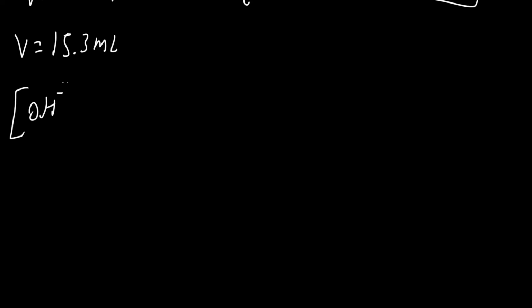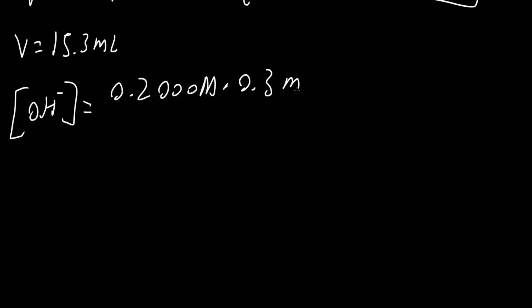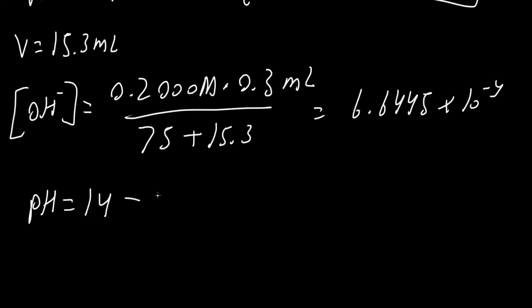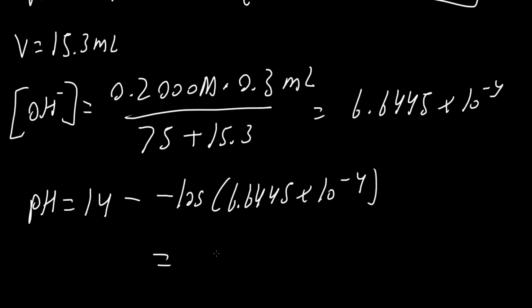We say OH minus is equal to the molarity of OH, which was 0.2000 times the excess, so that was 0.3 mils, divided by our total volume. Initially we had 75 plus 15.3. This will give us 6.6445 times 10 raised to -4. So we say pH is equal to 14 minus log, parentheses, 6.6445 times 10 raised to -4. And so we will ultimately get 10.82 for our pH.